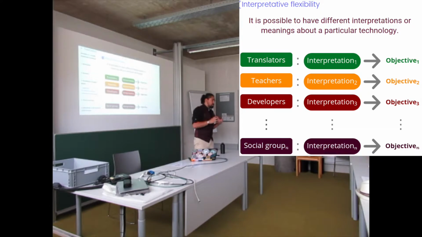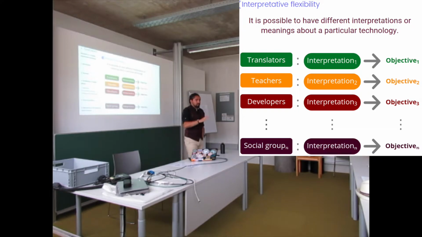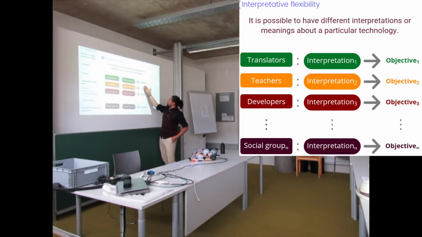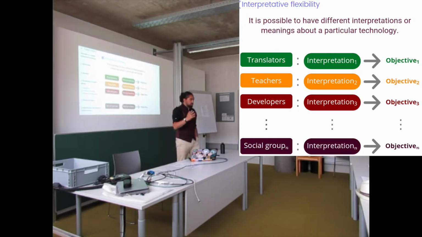From a social perspective, we recognize the possibility of having different interpretations or meanings about a particular technology. For example, a GeoGebra group of translators have a particular interpretation about GeoGebra, the community, the software, etc. And they have an objective related to this interpretation. But translators are not the only group that exists in the community. We have teachers, we have developers, we have a lot of groups.